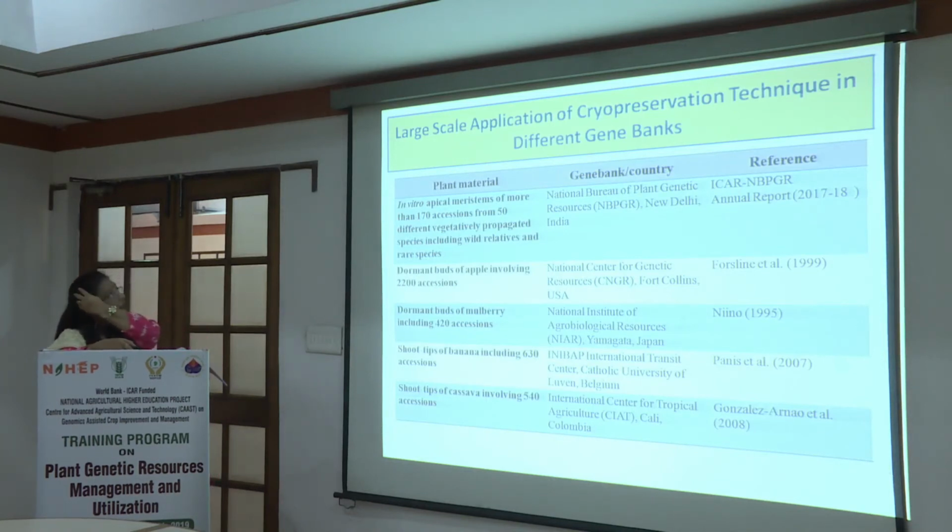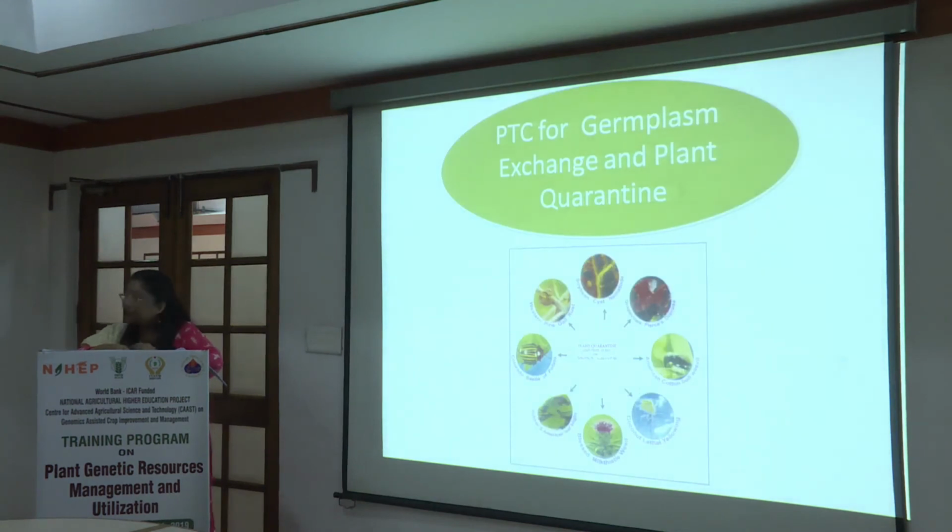Now the large scale application of cryopreservation is being done routinely, not only at NBPGR, where right now we have put 150 accessions from 50 different vegetatively propagated crops, but also in other laboratories such as Fort Collins in USA, where they are doing apple, the National Institute of Agrobiological Research, where they are doing mulberry, the World Collection of Banana at Leuven, and cassava at Cali, Colombia. There are several other examples. These are just a few illustrative examples.